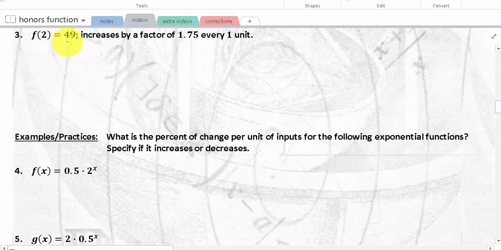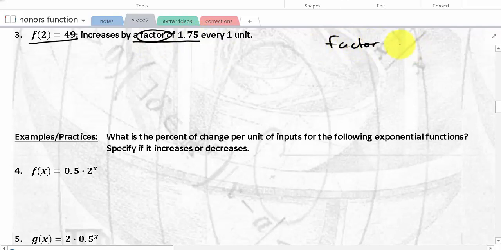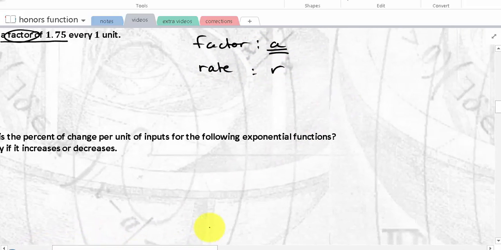Number 3, f of 2 equals 49 and it increases by a factor. Be careful here. It's a factor. It's not a rate of 175. So the factor is a, right? That's what we call the factor. So do not confuse factor and rate. The rate is r, right? The factor is a. Why is the factor a? Why do we call it a factor?